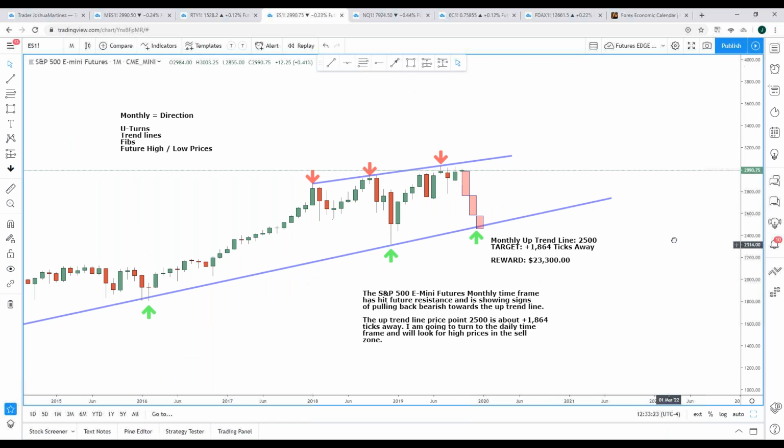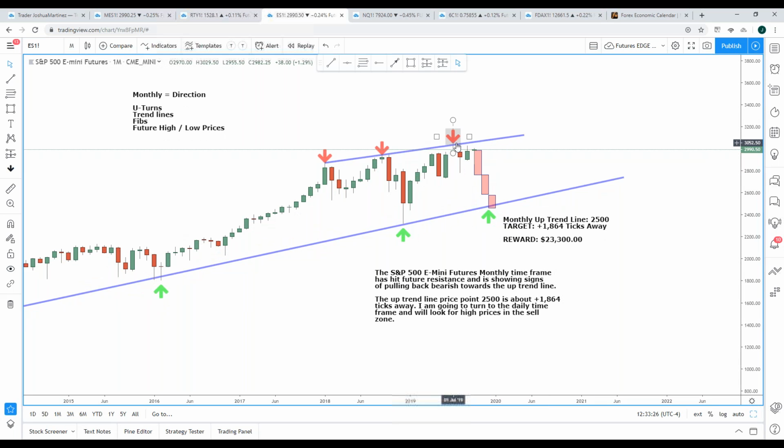So we take a look at the S&P 500. We can see the market at the top of the blue level, and we're expecting the market to fall to the bottom blue level off the monthly time frame, which is going to be about 1,864 ticks away.